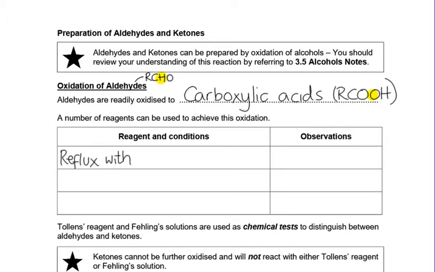dichromate. Now acidified potassium dichromate has the formula K2Cr2O7, that's the potassium and the dichromate ion. And the acid we use is dilute sulfuric acid, so acidified potassium dichromate. What you'll see is that potassium dichromate is orange, and when it causes oxidation, it itself undergoes reduction, so the solution is going to turn from orange to green.